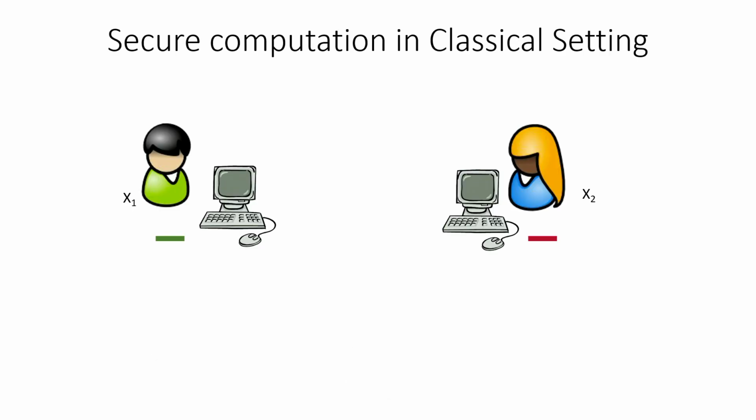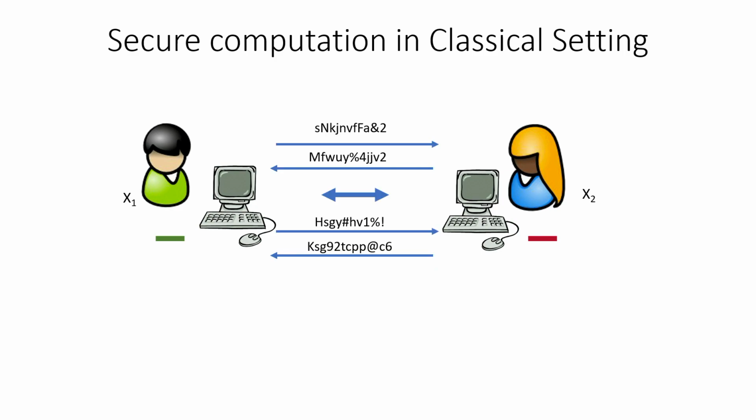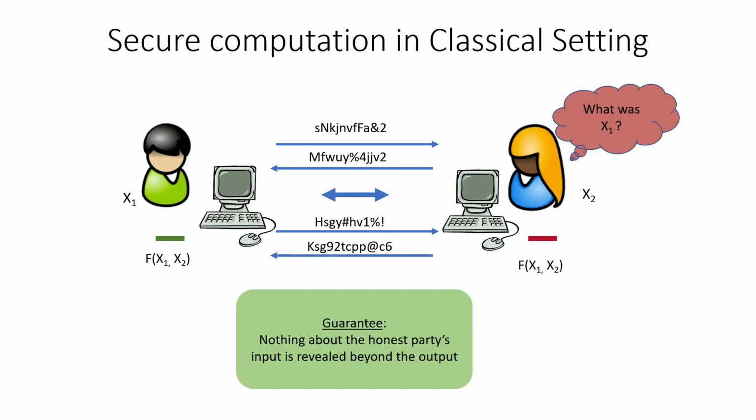So let's begin by looking at secure computation in the classical setting. Here we have 2 parties, Alice and Bob, trying to compute a function on their inputs x1 and x2. If they run a classical secure 2-party computation protocol, they are going to exchange certain messages, at the end of which Alice and Bob learn f of x1, x2. Consider that Alice is corrupt here and Bob is honest, and the security guarantee is that corrupt Alice will not learn anything about Bob's input beyond what she can infer from the output itself.